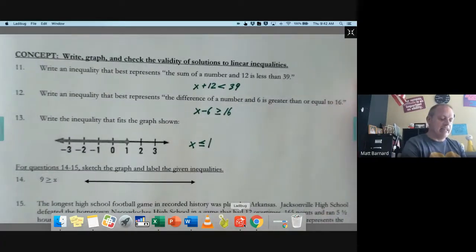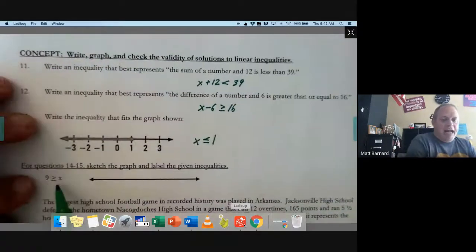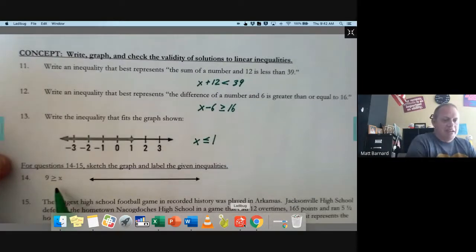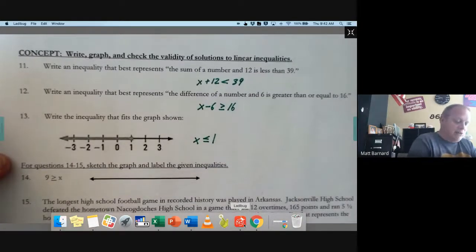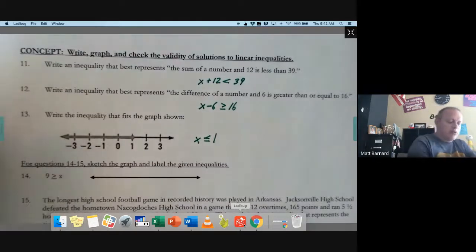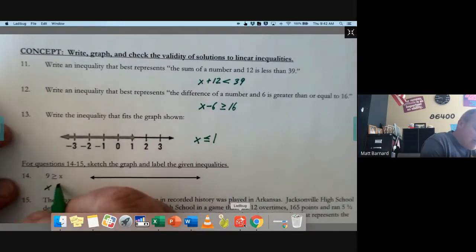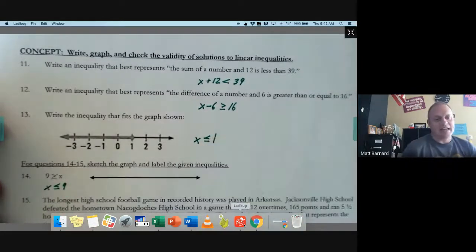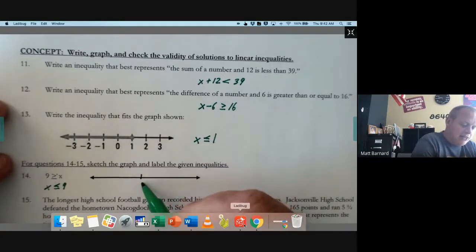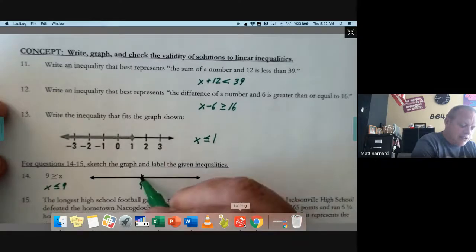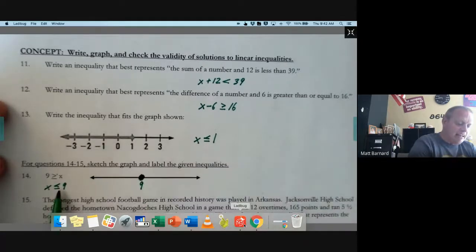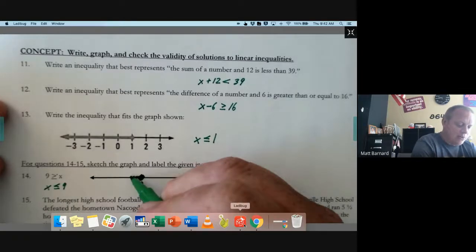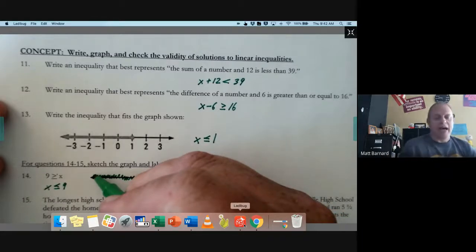Which segues into 14. What if it's not written so the variable's on the left side? We make it so. This reads 9 is greater than or equal to x. We're going to change this around so it's x is less than or equal to 9. Notice how the inequality is pointing at the x here, still pointing at the x on the changed one. So I'm going to put a 9 right in the middle. Because it's equal to, it is a closed circle. And I want all of the numbers less than 9, to the left of 9. That's where they're all less. There's my happy little graph right there.